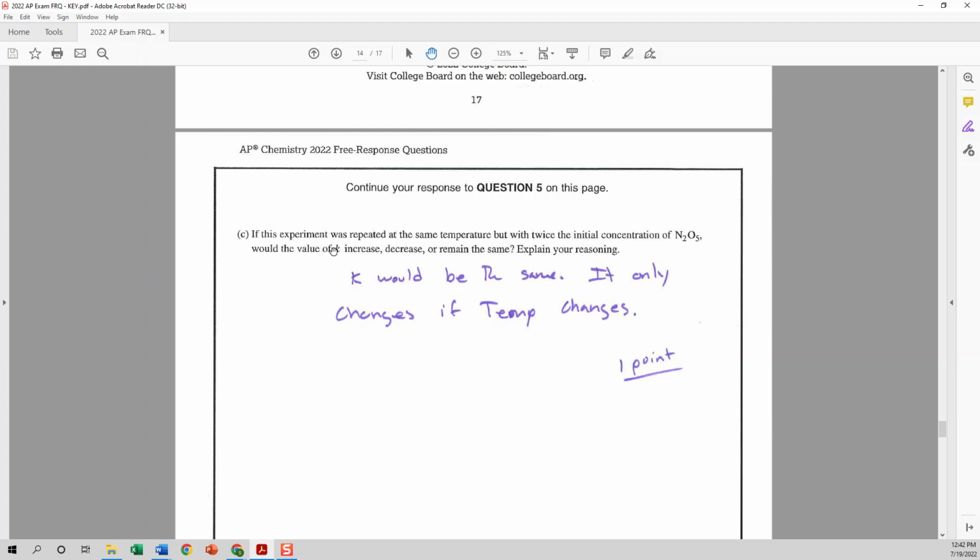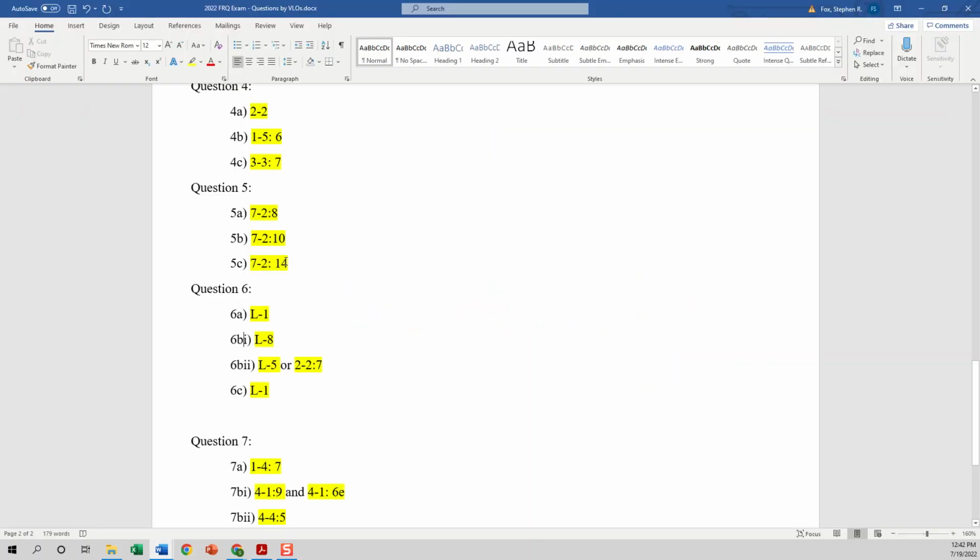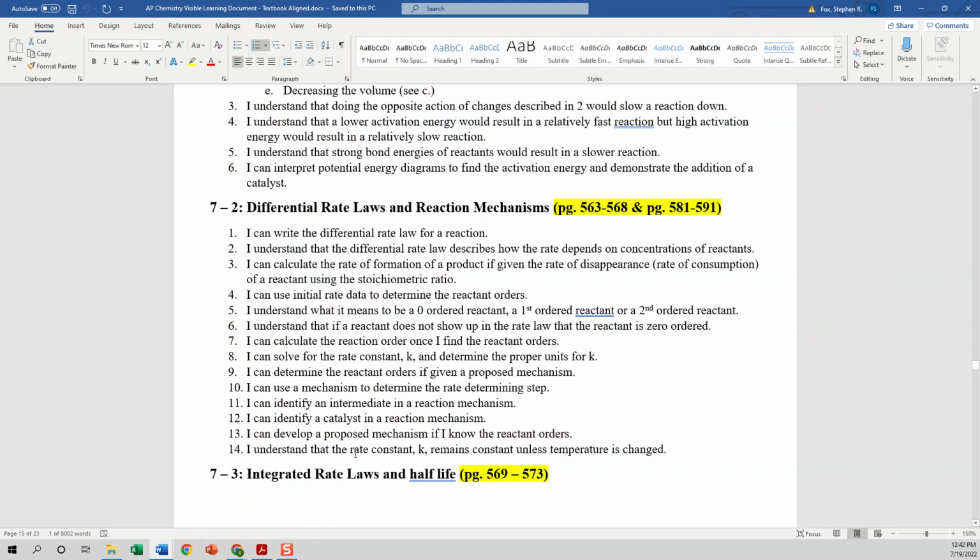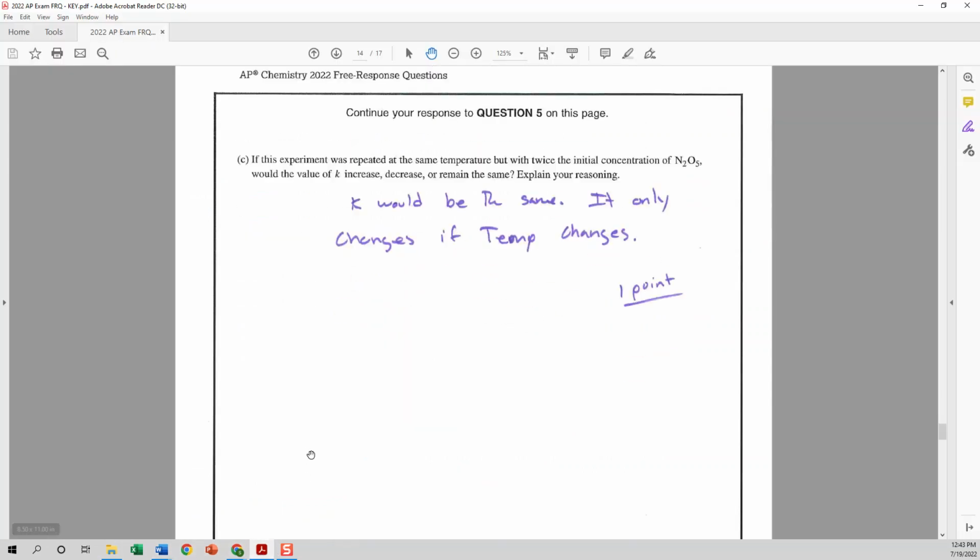Constants in chemistry stay constant as long as the temperature doesn't change. So because the temperature stayed the same, we know K has to stay the same. So K would be the same, it only changes if temperature changes. And that is 7-214. If we look at that, I understand that the rate constant K remains constant unless temperatures change. There you go, boom. All right, perfect.